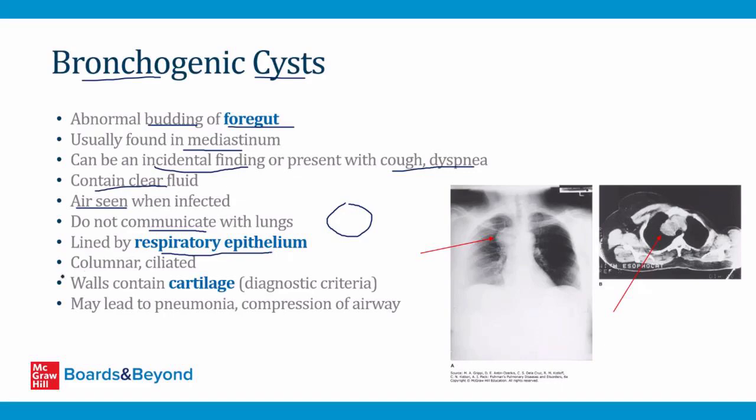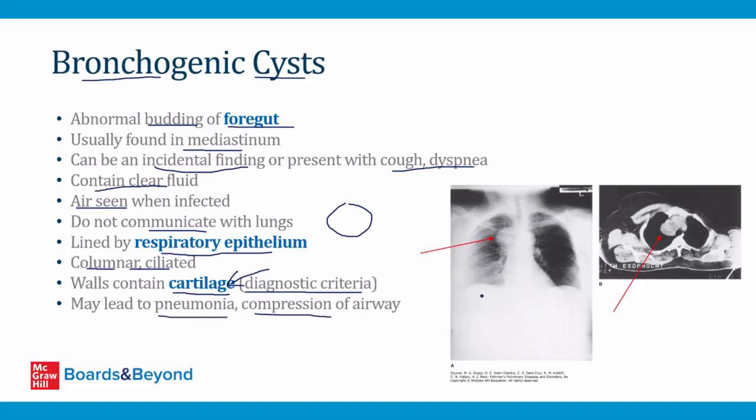So the epithelium will be columnar and ciliated, just like the epithelium you can find in the bronchi. In addition, the walls will contain cartilage, just like you can find in the bronchi. And in fact, this is one of the diagnostic criteria: when you see cartilage, then you know you are looking at a bronchogenic cyst. Often these are asymptomatic or just cause a cough, but occasionally they can lead to more severe problems like pneumonia or compression of the airway.